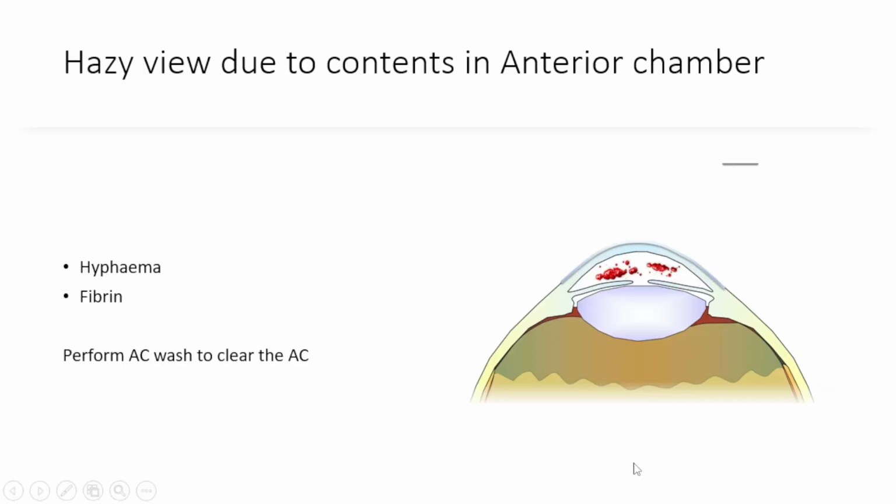So hazy view due to contents in the anterior chamber like hyphema or fibrin: you perform an AC wash with saline or viscoelastic and clear the AC, and then you go ahead with surgery.